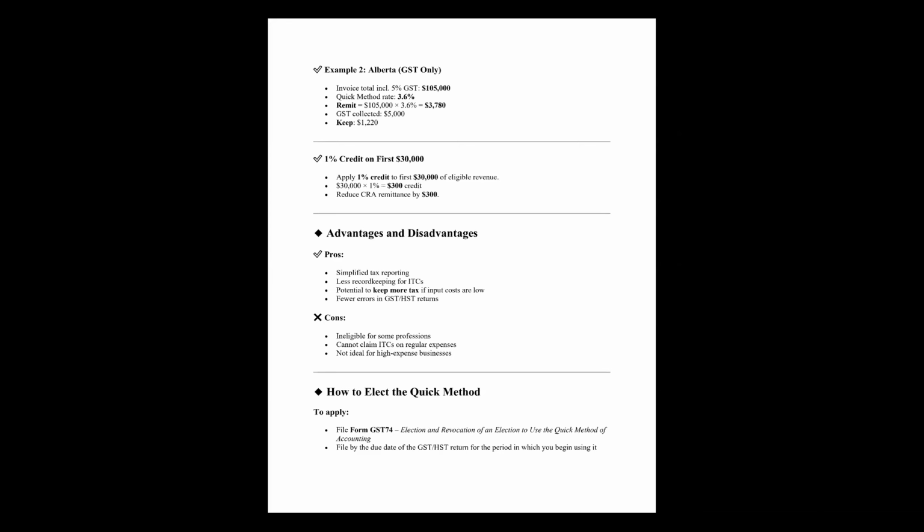Okay. Sir, then there is a 1% credit on the first 30,000. Just reduce the remittance by $300, if we register in the quick method. Yeah, but this year we purchased a lot, so we have a lot of ITC. So can we file the general method?